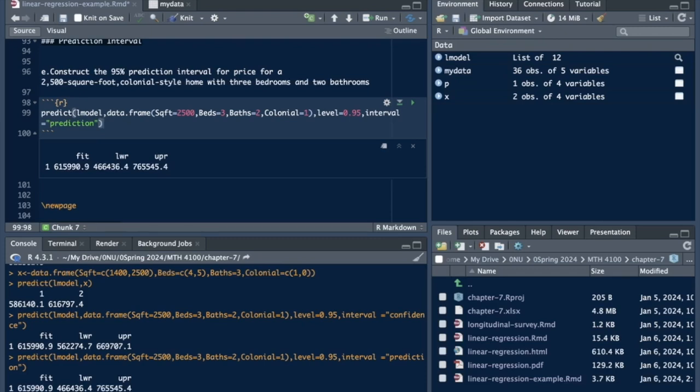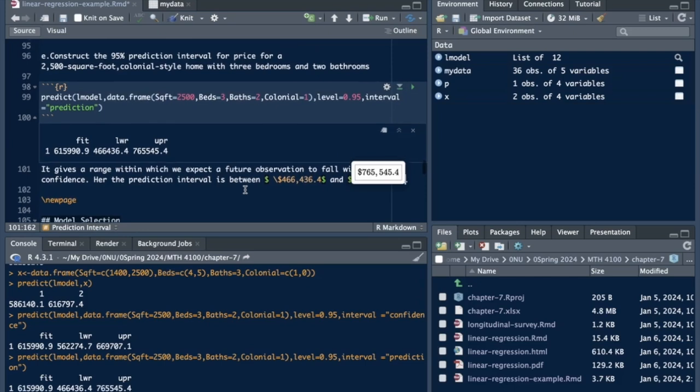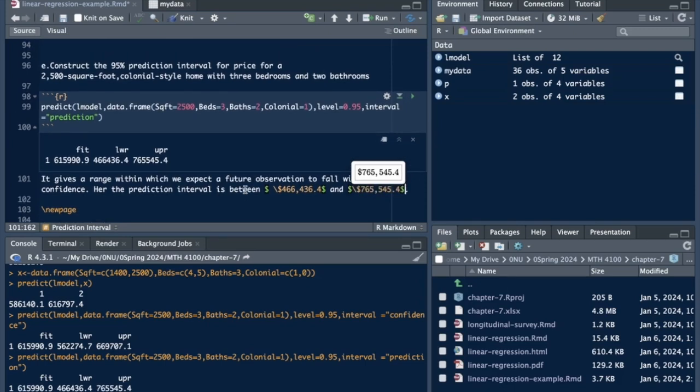So in this case, the new or future observation is going to fall between $466,000 and $765,000, okay? So we can say this. Again, let me add a dollar sign, backslash, dollar sign, backslash, dollar sign here, then we're good. So this is everything for part 1. Next recording we will be doing model selection.